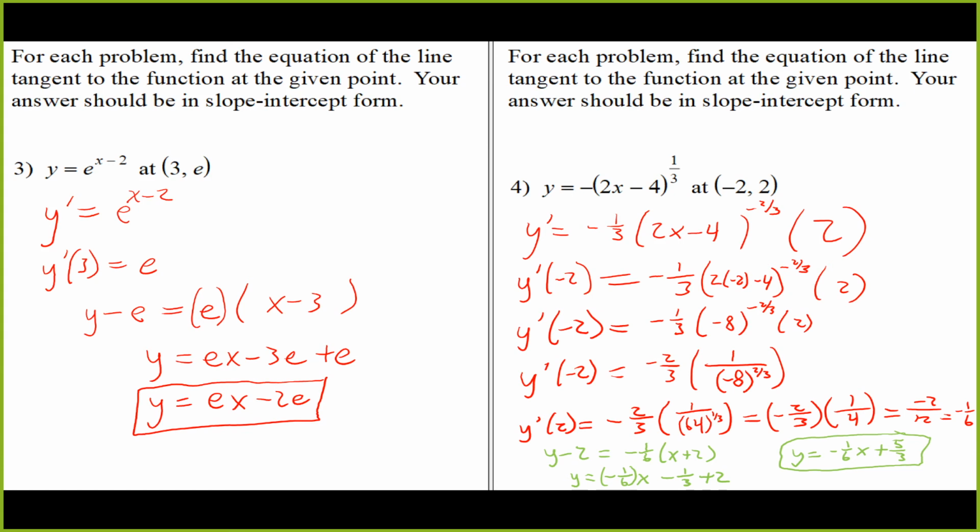Okay, other than that, same thing. So once we got our derivative, plug that into our tangent line equation. And they did ask for slope-intercept form this time, so I did have to rewrite into slope-intercept. Any questions on 3 or 4?